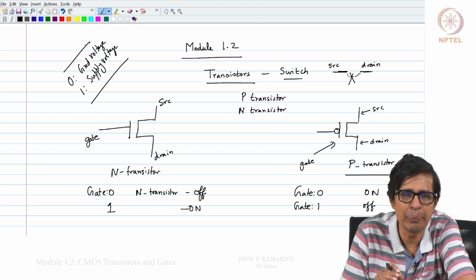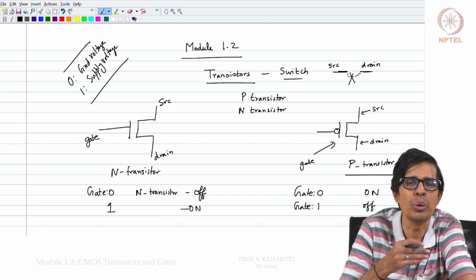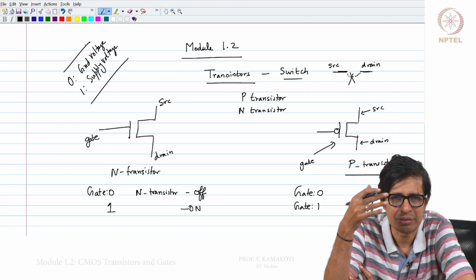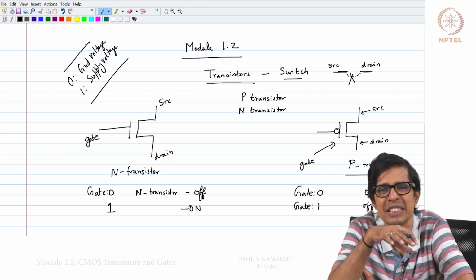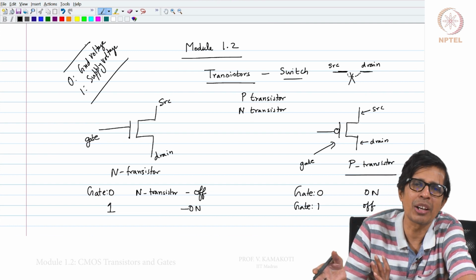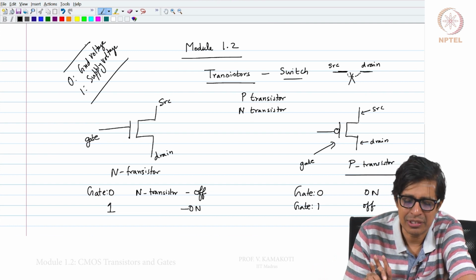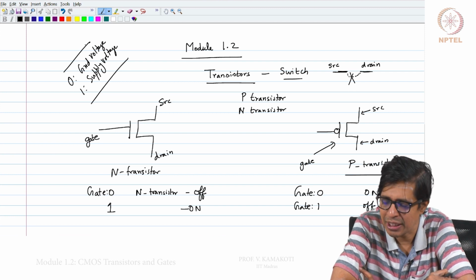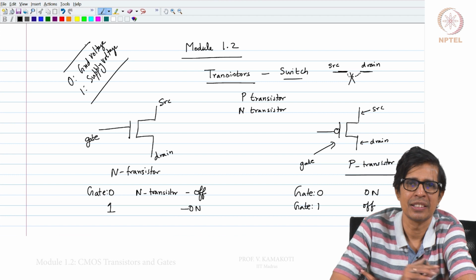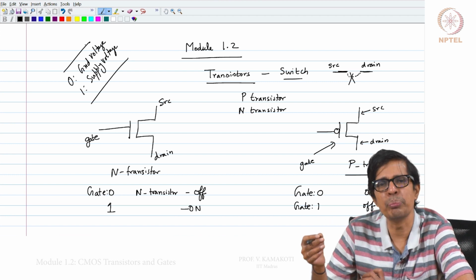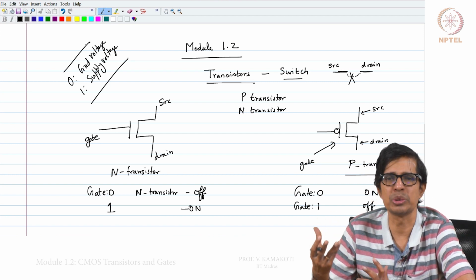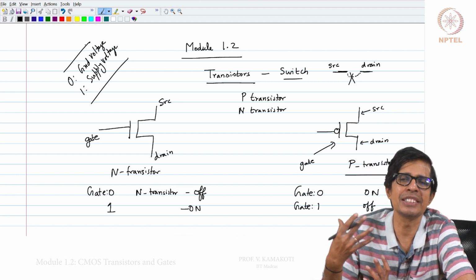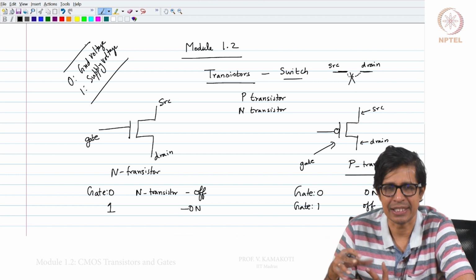For you to quickly remember, the N transistor works normally. Normally 0 means off, 1 means on, right. So, the N transistor works in that normal fashion. The P transistor works exactly opposite to it. So, this is how we can distinguish the functioning of the P transistor and N transistor. Now, the entire computer, your mobile phone, which has close to 1 billion transistors, is built out of such transistors.